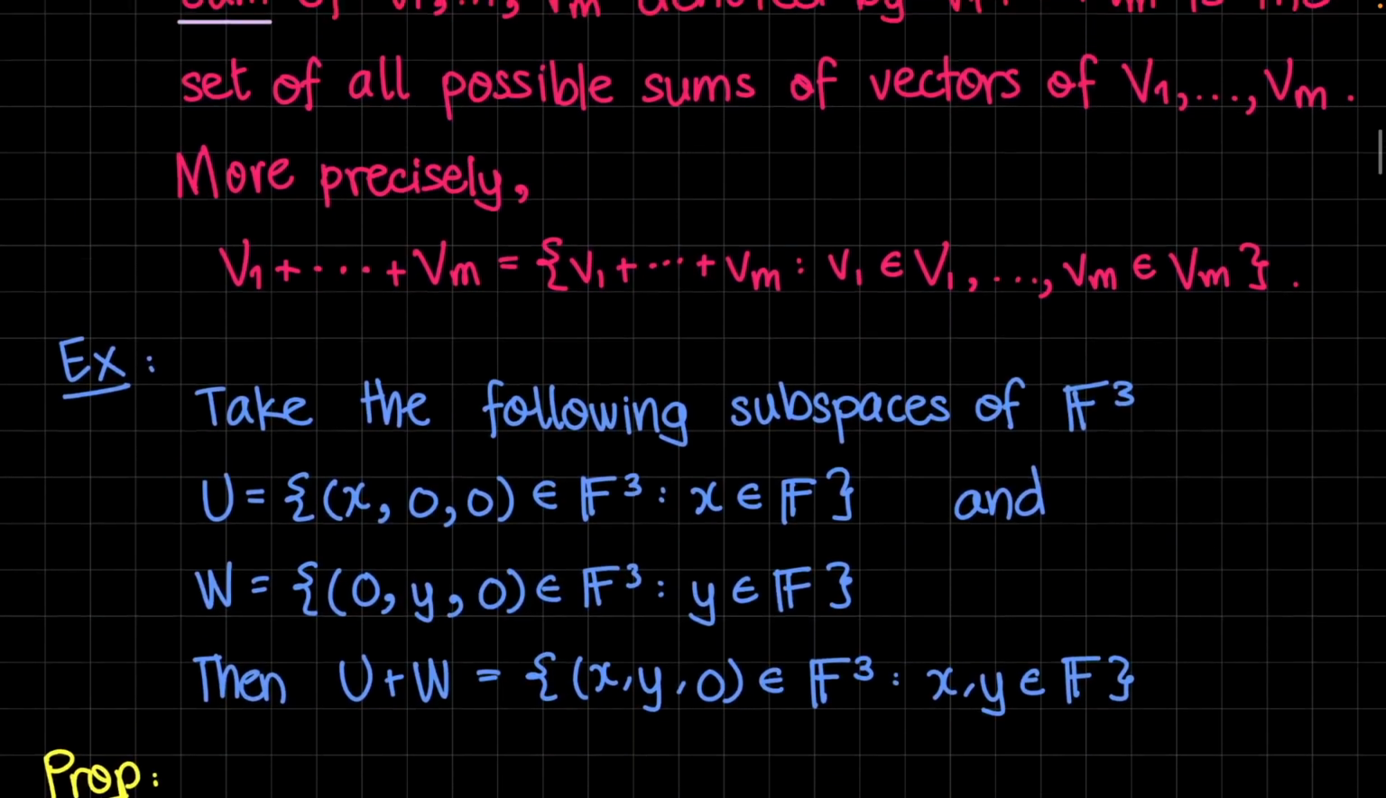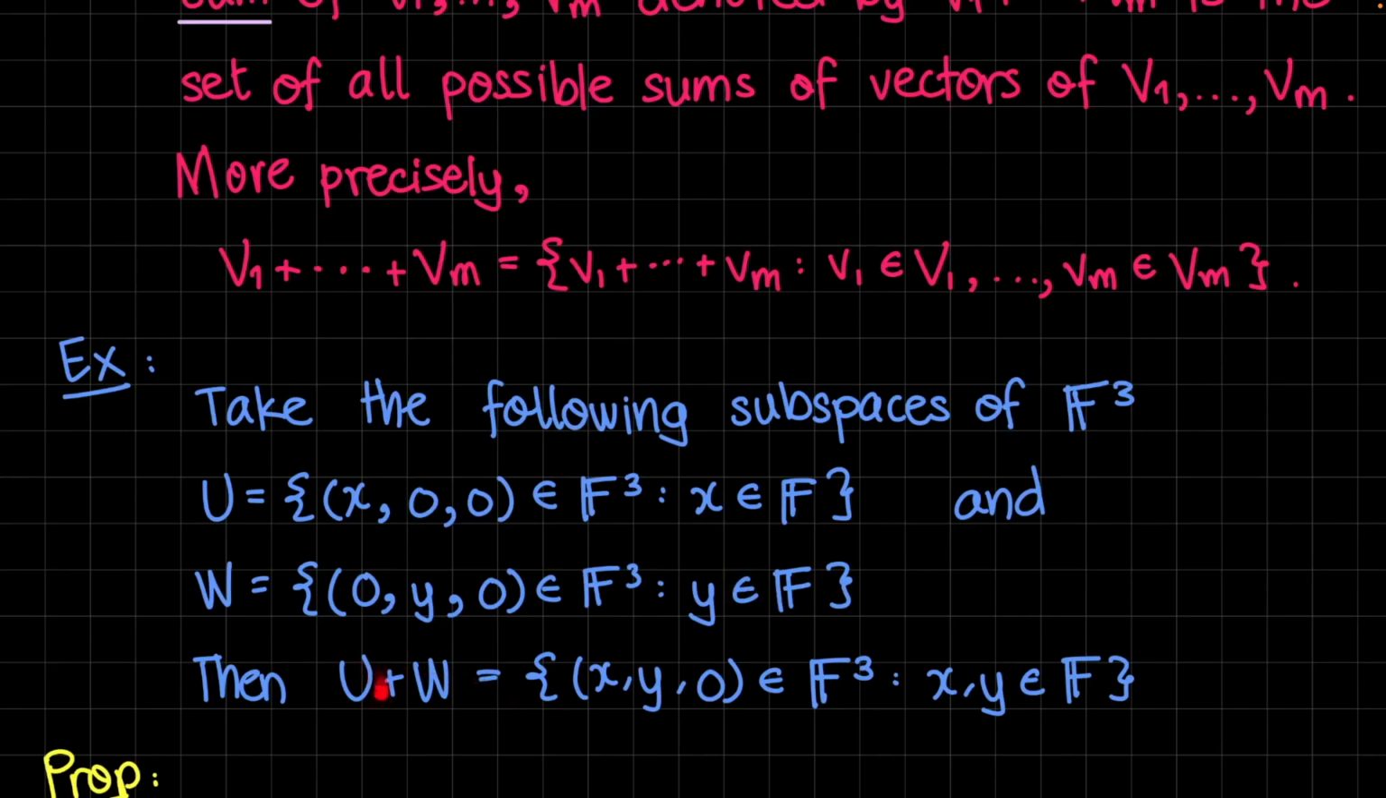An example of this is, take the following subspaces of F3, the three-dimensional space. So U is (x, 0, 0). So this is like the x axis. This tuple is an element of F3, such that x belongs to F. x takes values in the field. And W is basically just the y-axis. So (0, y, 0). This tuple again belongs to F3, and y again belongs to the field.